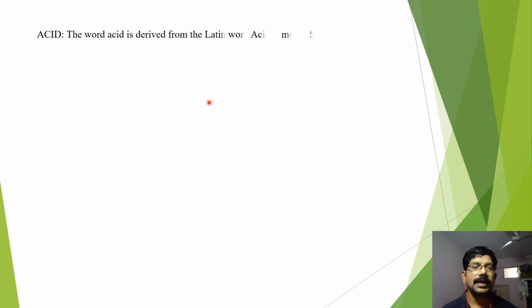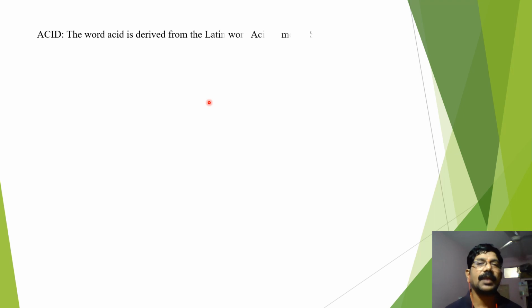Children, in our day-to-day life, we eat so many fruits like citrus fruits, mango, banana, oranges, grapes, and other salts also we use in our day-to-day life. What do these fruits consist of? We will discuss. Actually, the term acid is derived from the Latin word acidus. It means sour to taste. You might have tasted the citrus fruits. They are sour.